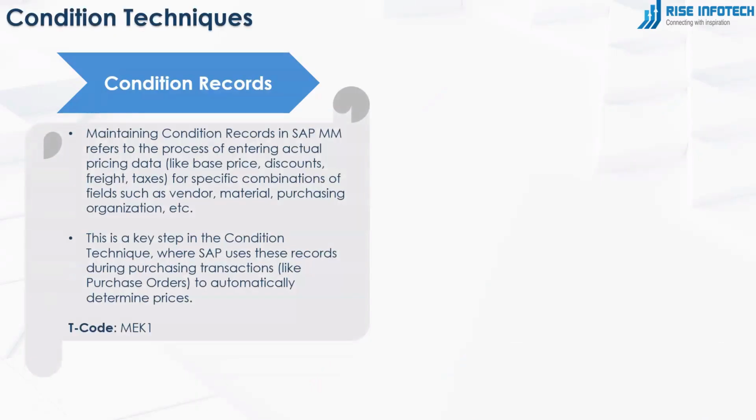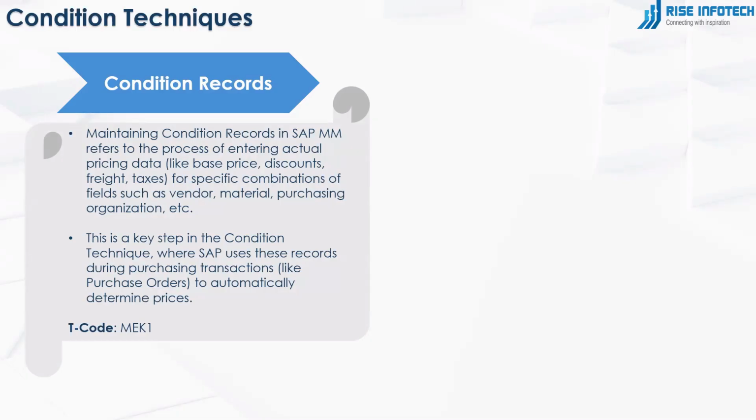So next is condition records. Maintaining condition records in SAP refers to the process of entering actual data for specific combinations such as vendor, material, purchase organization, etc. This is a key step in the condition technique, where SAP uses these records during purchase transactions to automatically determine prices. So what are the condition techniques which we have created previously?